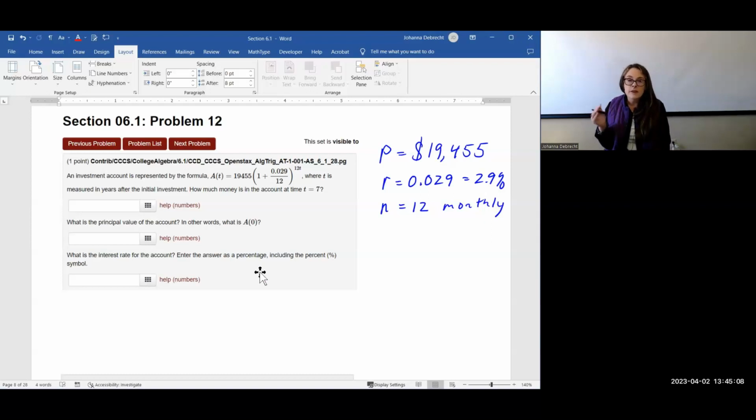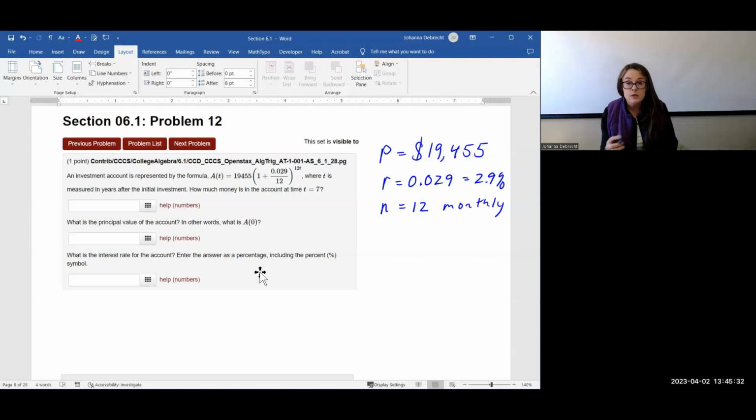The compounding periods is 12, which means it's monthly, right? So at the end of every month, they go in, they compute the interest on what's in there from the previous month, and then they add the interest in. So on the first day of the next month, there's more money. And then at the end of that month, they compute the interest on what was there on the first of the month, which includes the interest from the previous month. How much money is in the account at time t equals 7?